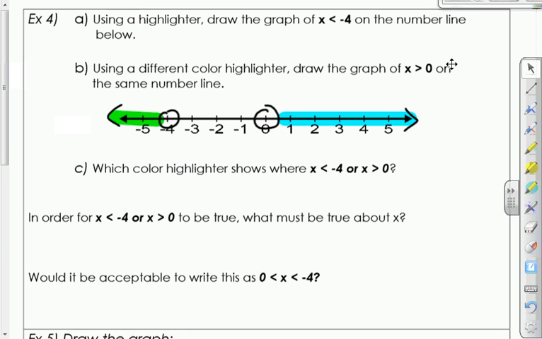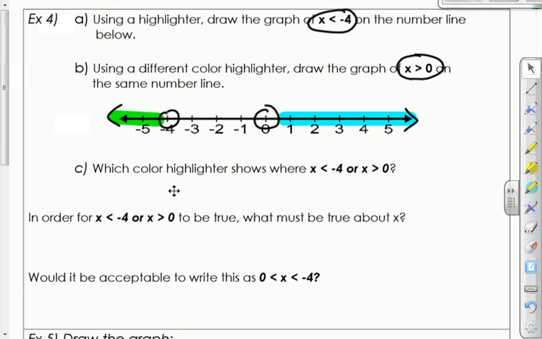Towards the end of class, we were working on example 4. I just want to pick up with some points of emphasis on this type of problem. So we had drawn two graphs on the same number line. This graph that we see here in green shows x is less than -4, and the graph in blue is x is greater than 0.